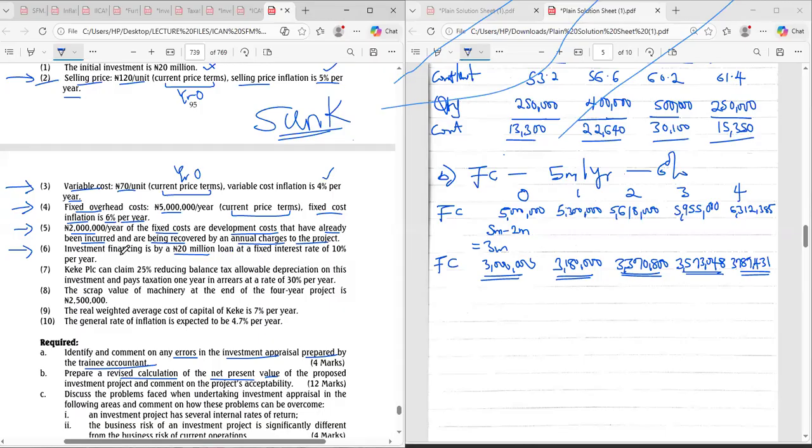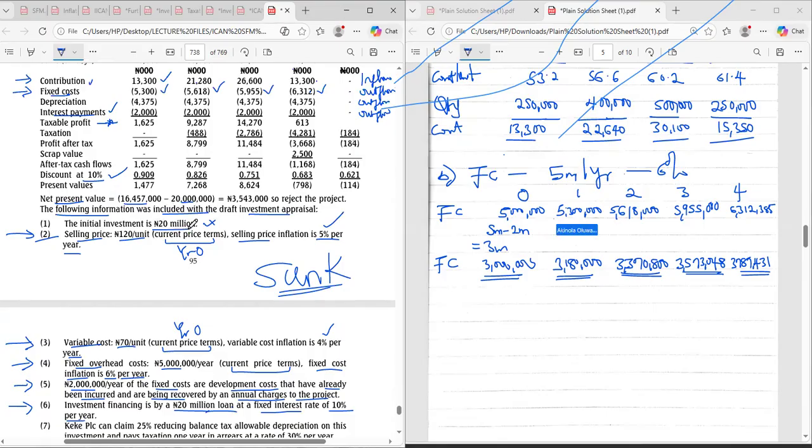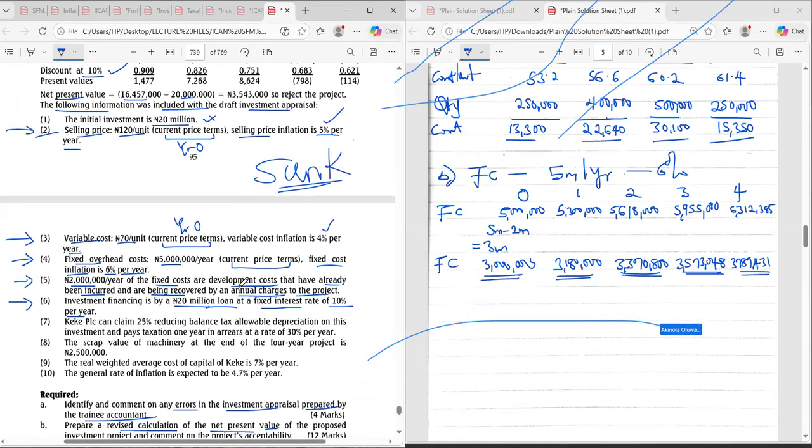Let's go again. Investment financing is by a 20 million naira loan at a fixed interest rate of 10% per year. Yes, we finance the business with 20 million. But this 20 million was a loan. We took it from a bank, for example. And we are going to pay the bank how many percent?